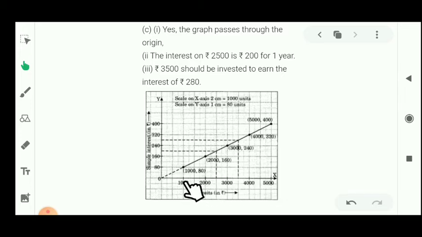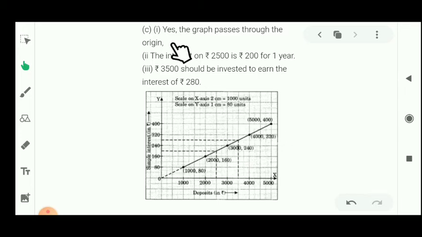The first value was student 1000 comma 80. So 1000's value will be here and 80 value is here. So we have to make a point here. Next value is 2000 and 160. You can see here. Then 3000 and 240. So we have to make point here. Another is 4000 and 320. That means we have to make a point here, and last one is 5000 to 400, that means here.